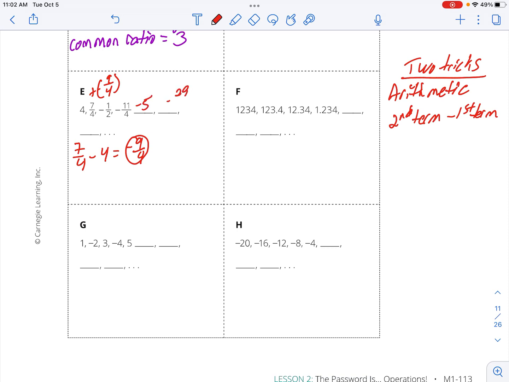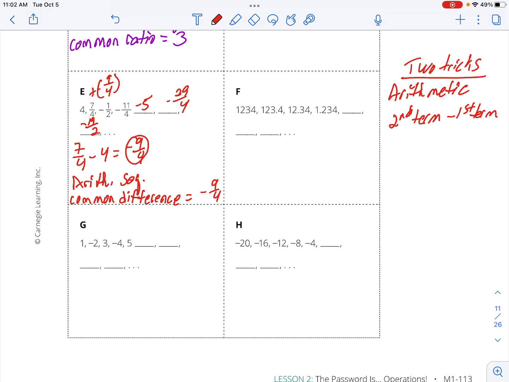So what that tells me is that this sequence, if I continue on, is arithmetic. So I'm going to tag it as arithmetic. And because I'm tagging it as arithmetic, I am stating we have ourselves a common difference, which in this case is negative 9/4.